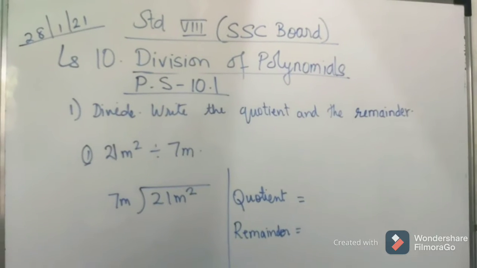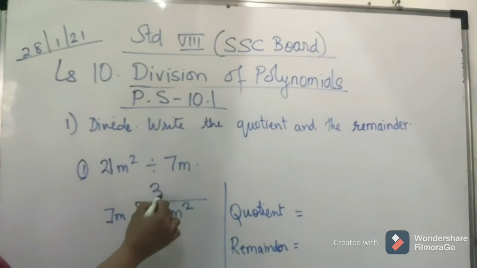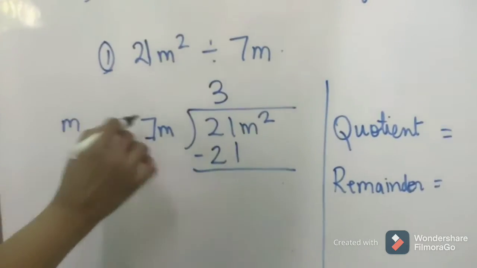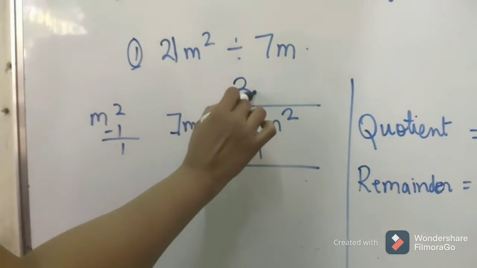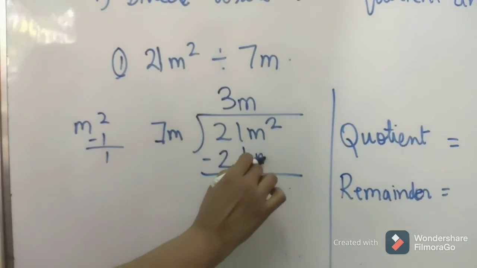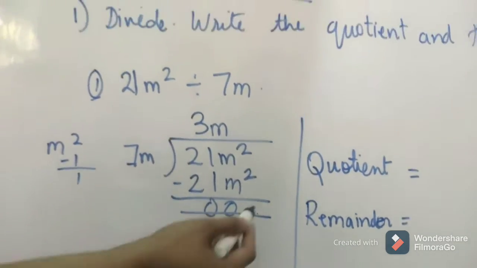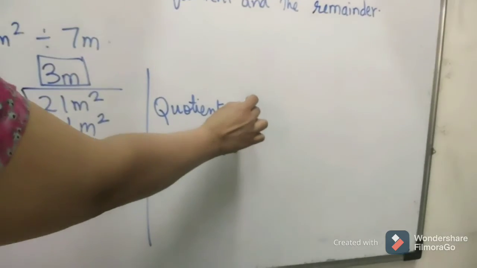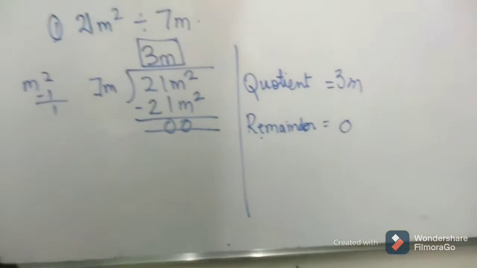21m square divided by 7m. So I know in 7's table 21 goes 3 times, so 7 3s are 21, and I told you here there is square, square minus 1 gives me 1, so I have to multiply by 1. So m square, and the answer is 0. Now students, you have to write quotient and remainder. So this is the question. So 3m is the quotient and remainder I got is 0.